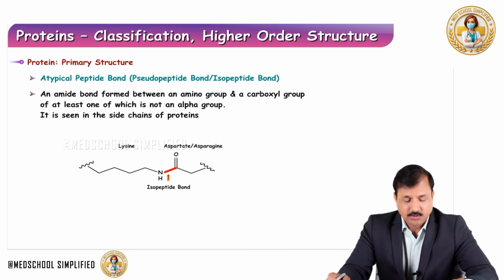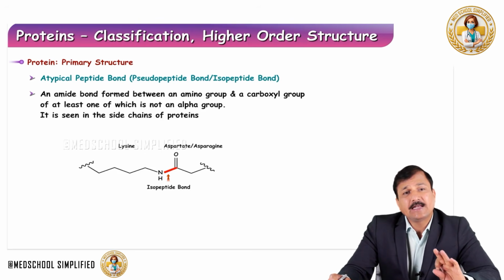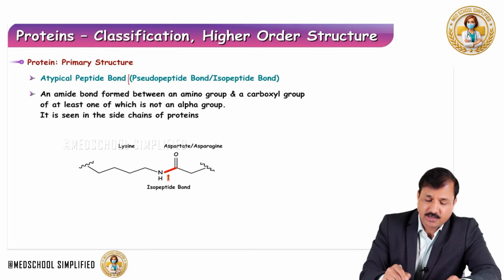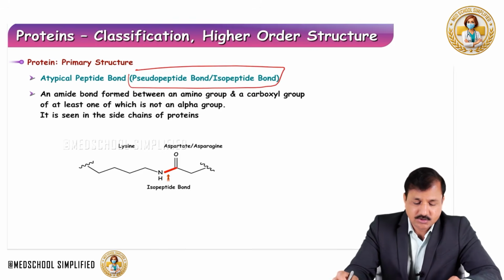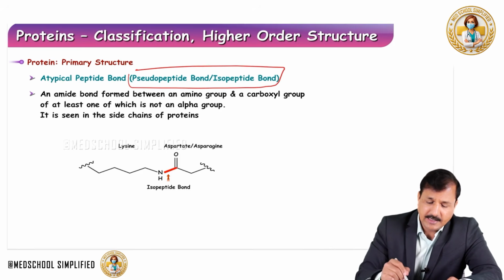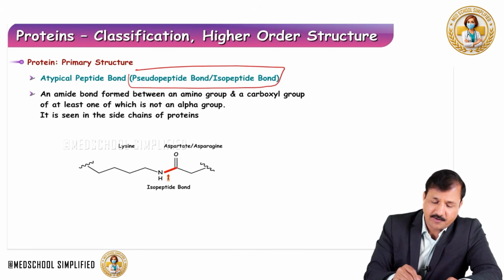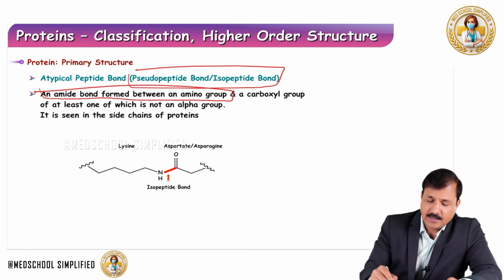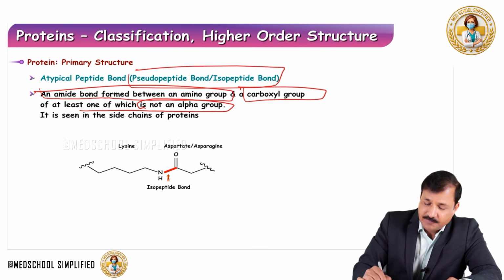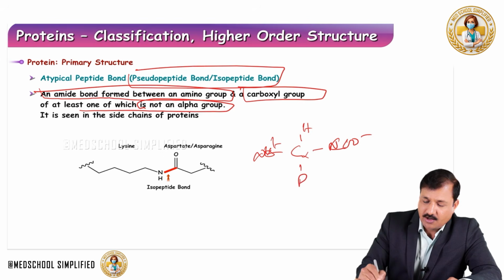Okay, coming to something called an atypical peptide bond, which is also referred to as a pseudo peptide bond or isopeptide bond. Remember, an atypical peptide bond is an amide bond formed between an amino group and a carboxyl group, at least one of which is not on the alpha chain. It will be like this. So we have an alpha carbon, COO minus, NH3 plus, and then we have H and R.